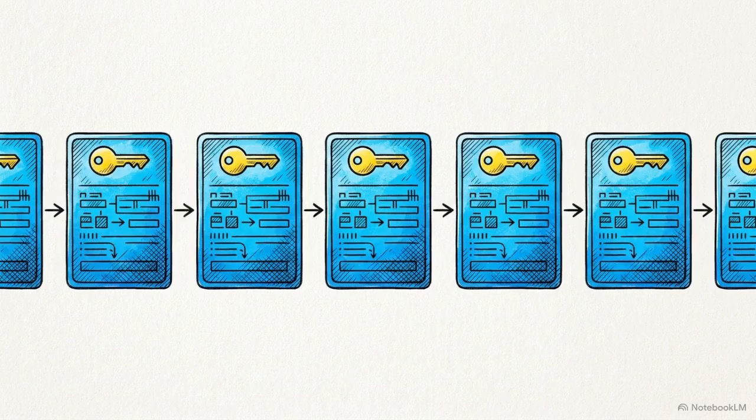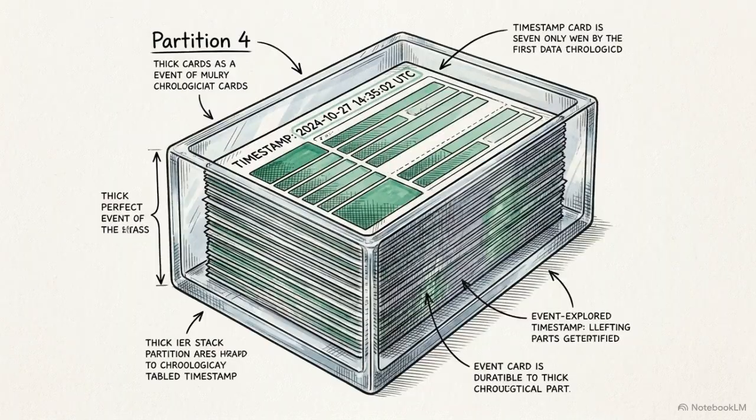This hashing ensures that all the events sharing the same key, like the payment history for a specific customer, always land in the same partition, keeping the chronological order intact for that entity.